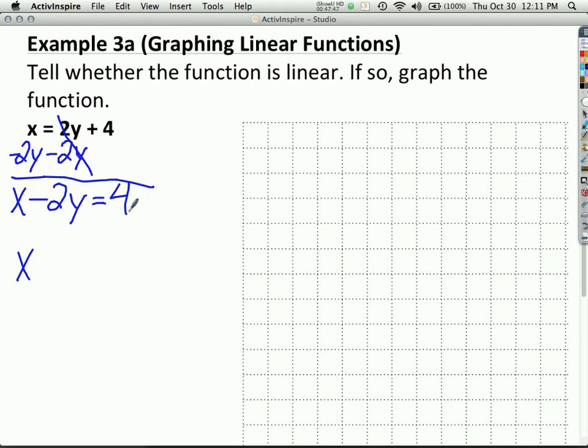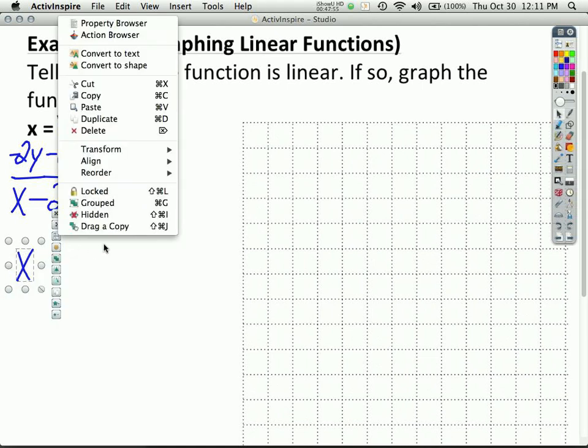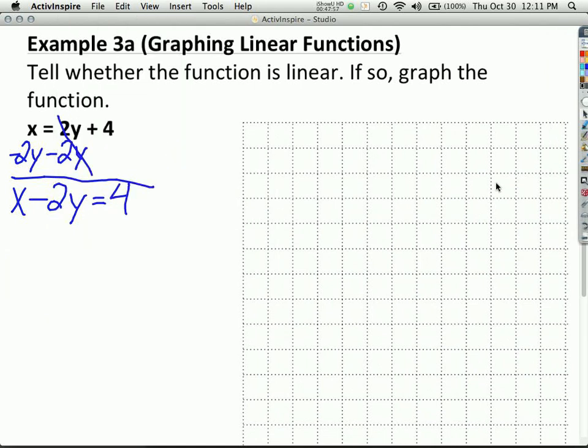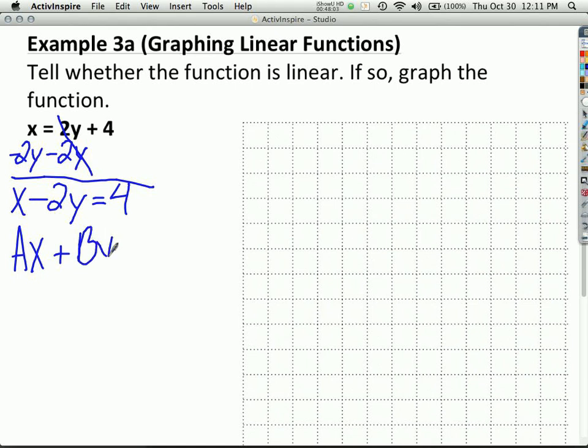Well, now does it look like, and I should get rid of this, is it in standard form now? Yeah, it is. Even though there's a subtraction sign there, that's the same thing. ax plus by equals c. What is a equal to? Jesse? 1. Very good. What is b equal to?